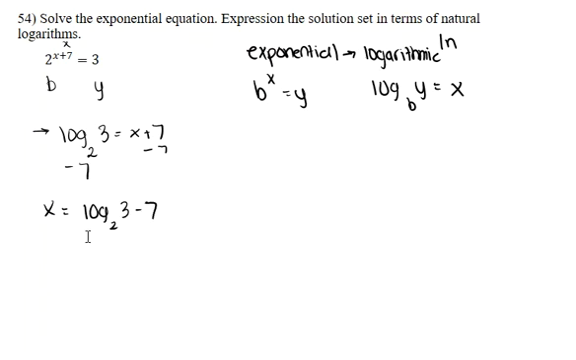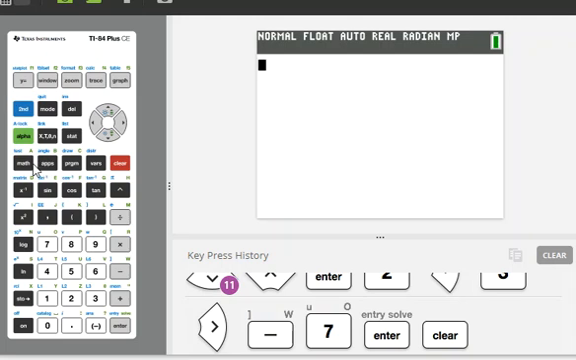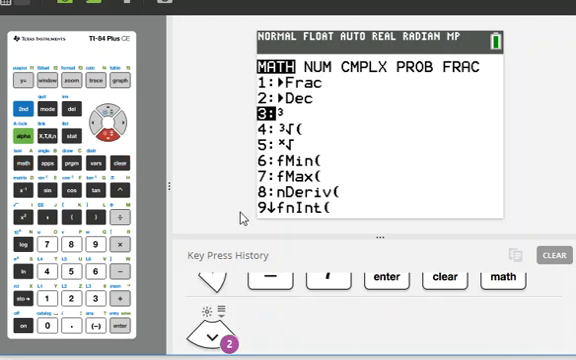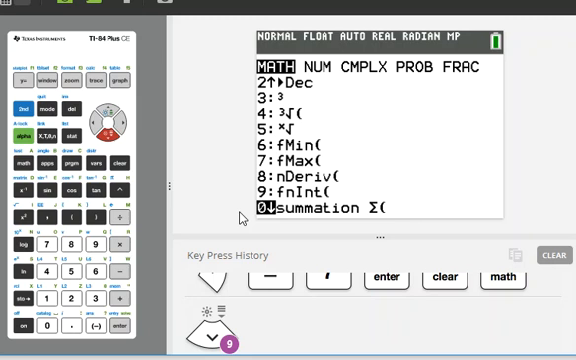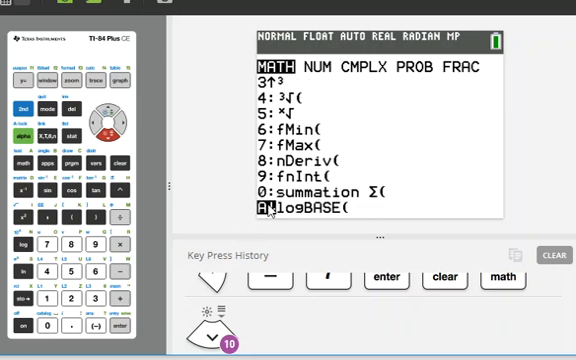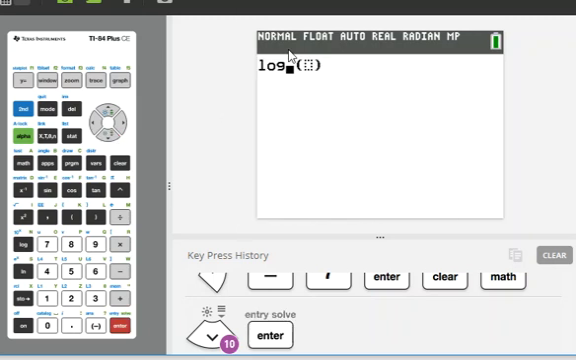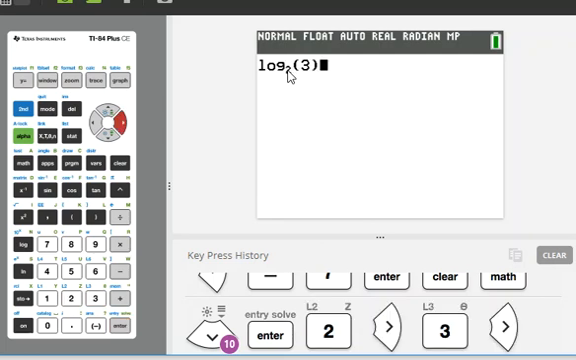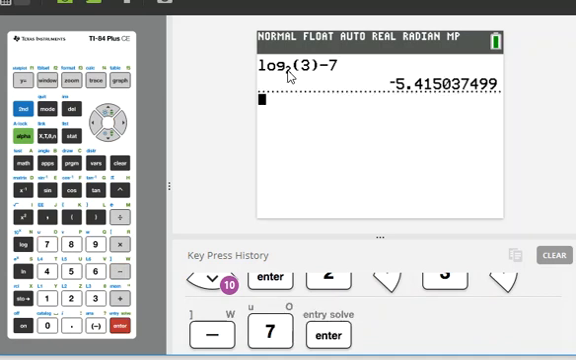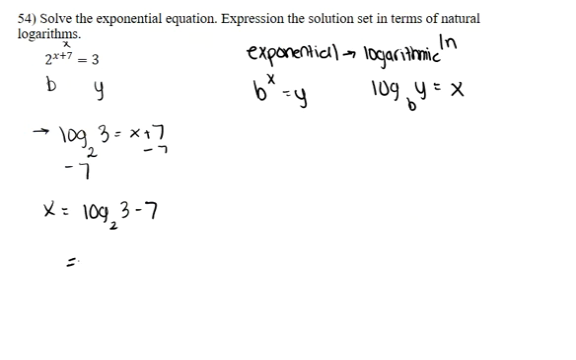When we put that in our calculators, you're going to want to go to your math symbol, go down to log base, enter. You're going to put your base as 2, insert your 3, and put minus 7. And that gives us negative 5.4, which we'll round to negative 5.415. So that's one way to do it.